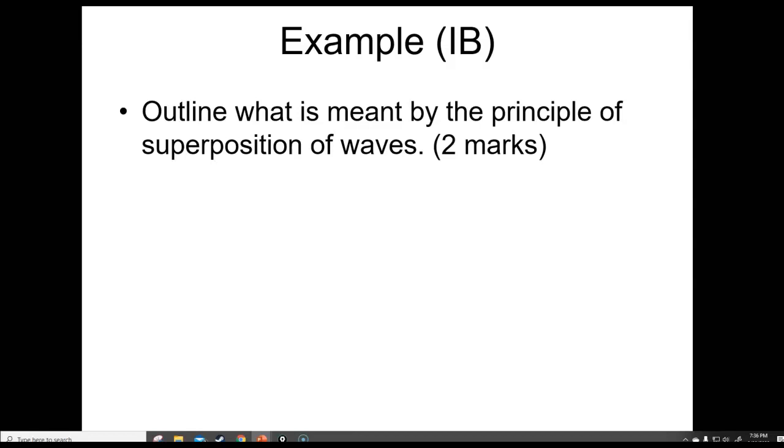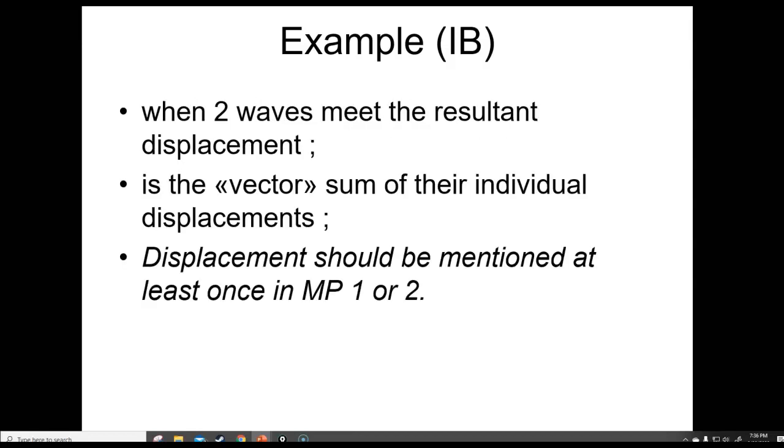Here's what the IB gave marks for. One point for mentioning when 2 waves meet, the resultant displacement. So just stating the fact that superposition has to do with the fact when 2 waves meet, it has to do with the resultant displacement of those 2 waves. Resultant is just another way of saying net or overall. The second point is you had to mention that it's the sum of their individual displacements. You had to specifically use the word displacement to get full marks.